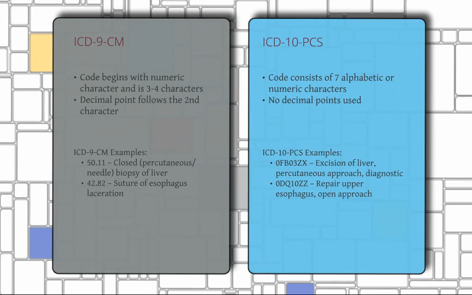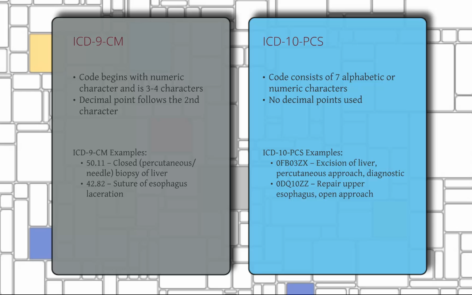ICD-9-CM procedure codes bear no resemblance to the ICD-10-PCS codes. This slide shows some of the different characteristics of ICD-9-CM and ICD-10-PCS procedure codes. ICD-9-CM procedure codes begin with numeric characters, and they are 2 to 4 characters long, whereas ICD-10-PCS codes begin with either alphabetic or numeric characters, and they are always 7 characters.